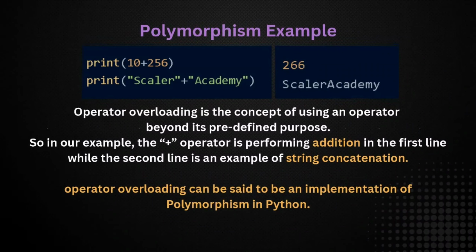So here you can see that we have two lines: in the first we are printing the sum of two numbers, and in the second we are doing the concatenation. Operator overloading is a concept of using an operator beyond its predefined purpose. In this example, the plus operator is performing addition, and in the second line it's performing string concatenation. So this is basically operator overloading, one operator but different work. That is an example of polymorphism in Python.